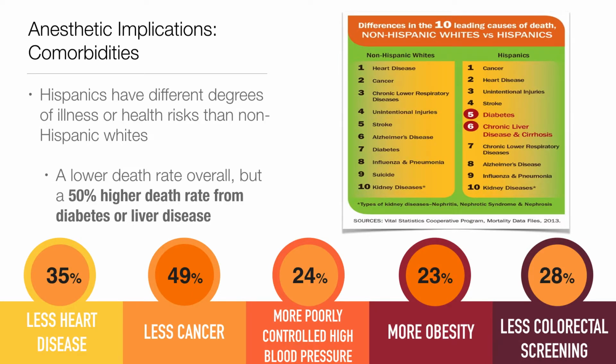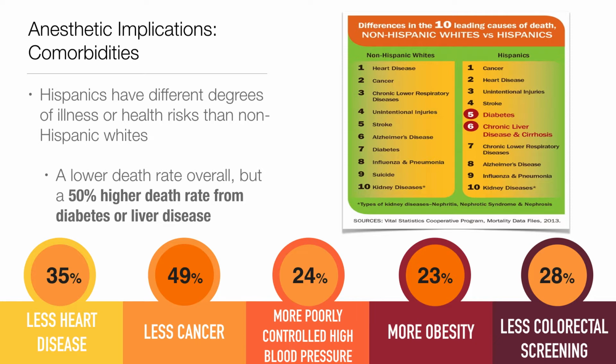All right, so now we're going to talk about some of the leading comorbidities and causes of death among the Latino population. Hispanics have different degrees of illness or health risks than non-Hispanic whites. 35% have less heart disease and 49% less cancer. There's a lower death rate overall, but a 50% higher death rate from diabetes or liver disease. You can kind of see this little infographic on the right side of the slide that shows that numbers 5 and 6 are pretty high compared to the white population.